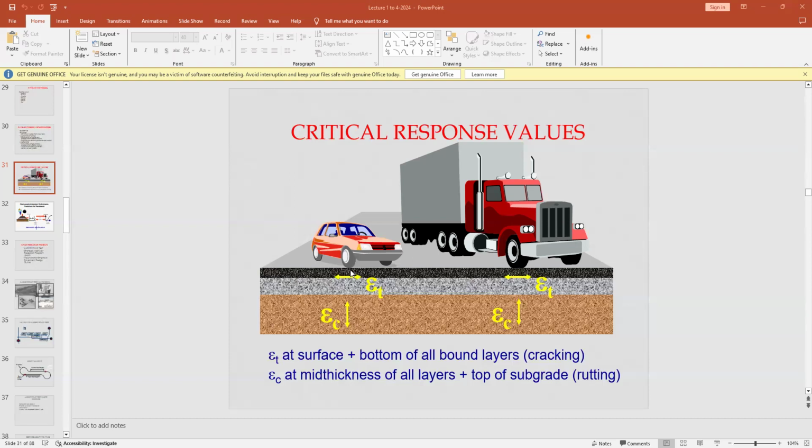Consequently, you can say, or alternatively, you can say the thicker the pavement, the less the chances of failure. But mind you, this pavement must have an asphalt concrete. If it does not have an asphalt concrete, it will fail.